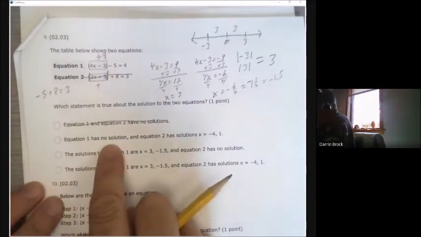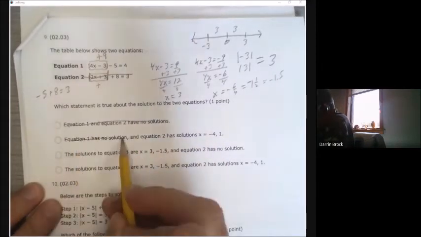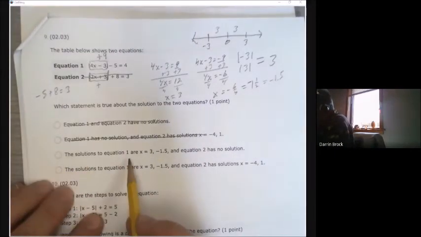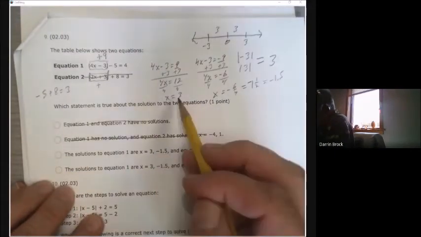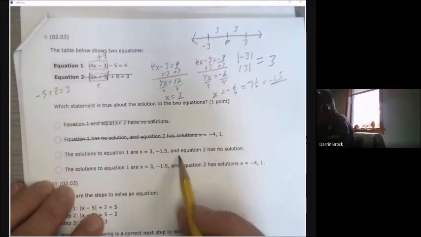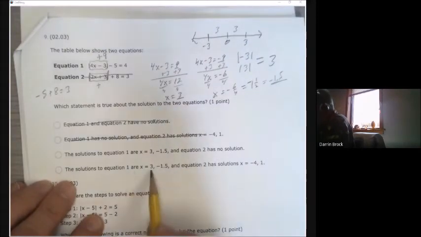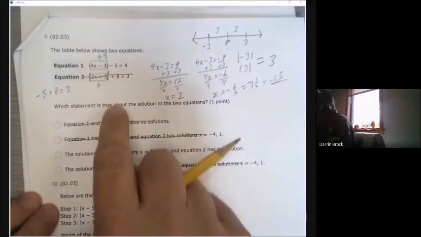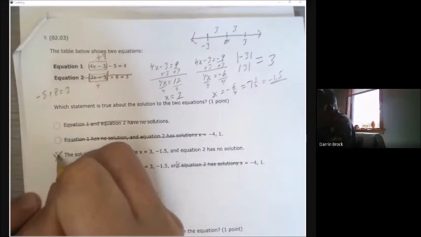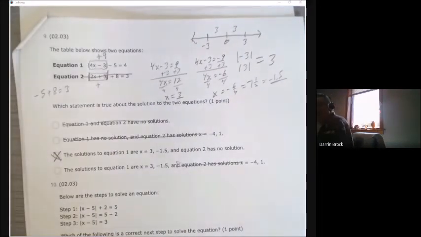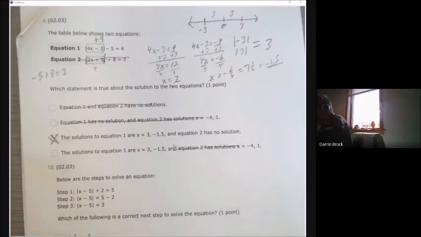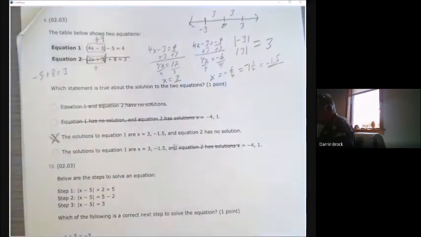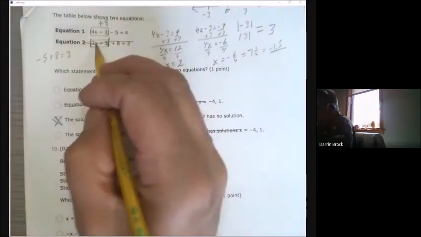Equation 1 did have solutions and the second one didn't. So this one says the solutions to equation 1 are 3 and -1.5, which is what we got, and equation 2 has no solution. This one says 3 and 1.5, and equation 2 has solutions of -4 and 1. We know there's no solutions to equation 2. So our answer is right there. 3 and -1.5. Equation 2 has no solutions, because we can't get a positive number, add 8, and get to 3. So we can look at little things like that without ever having to do a bunch of solving.